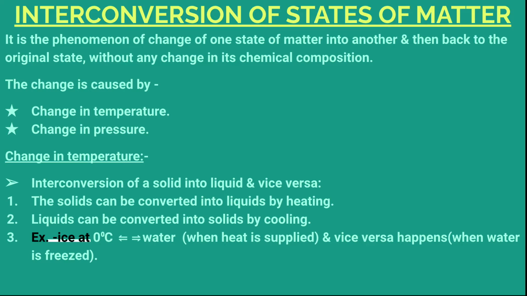So, what is this interconversion of the states of matter? It is the phenomenon of change of one state of matter into another and then back to the original state, without any change in its chemical composition. That is, its chemical composition does not change, but from one state of matter it changes to another. That is, from solid to liquid, or liquid to gas, and again back to its original state, that is, from gas to liquid and then from liquid to solid. So this change of state of matter happens without any change in its chemical composition. That is known as interconversion of states of matter.